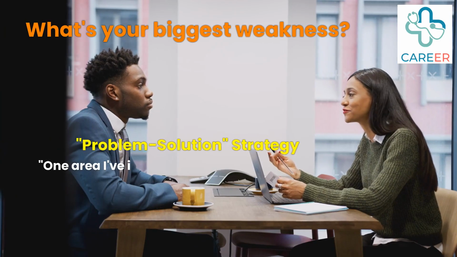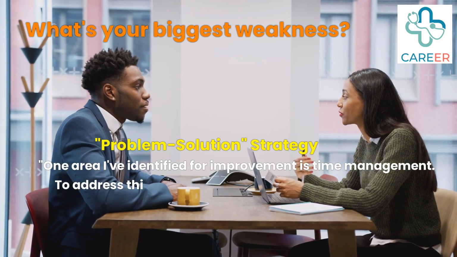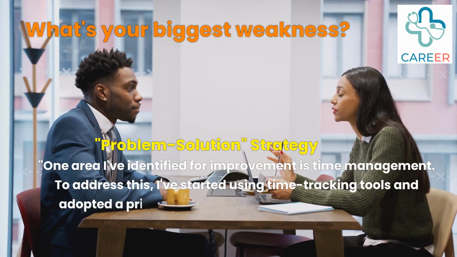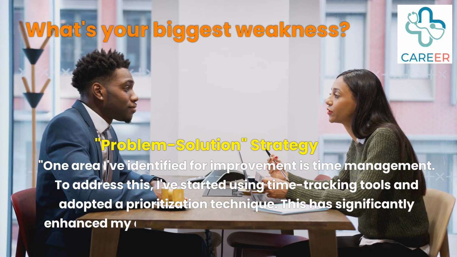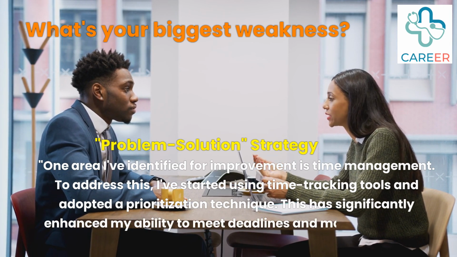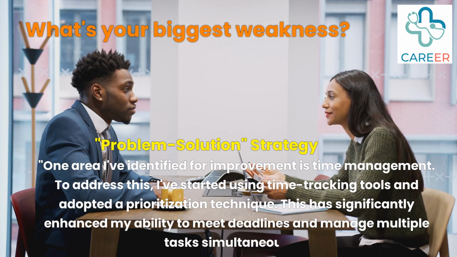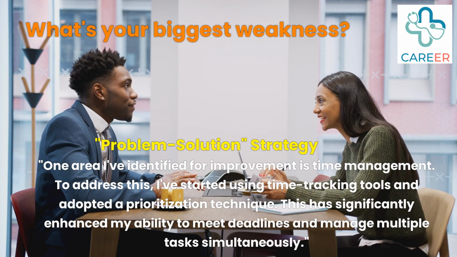When asked, "What's your biggest weakness?" apply the problem-solution strategy for weaknesses. Present a weakness followed by a solution or improvement plan. For example, one area I've identified for improvement is time management. To address this, I've started using time tracking tools and adopted a prioritization technique. This has significantly enhanced my ability to meet deadlines and manage multiple tasks simultaneously.